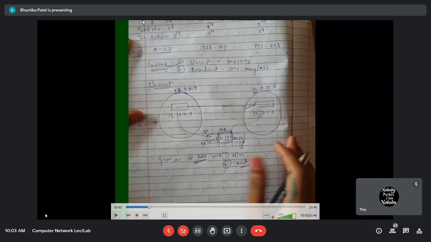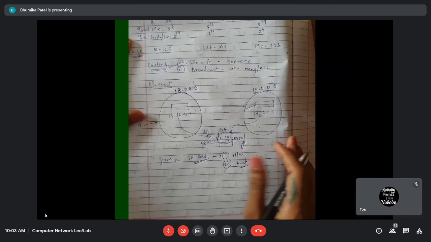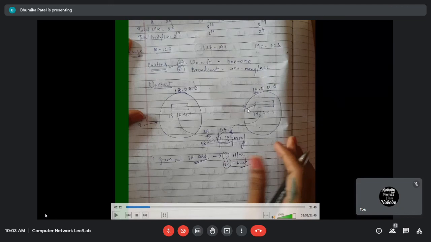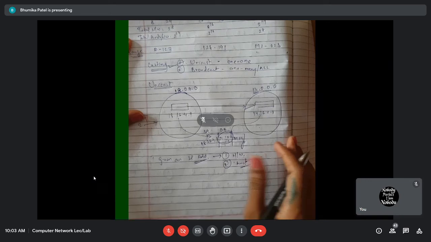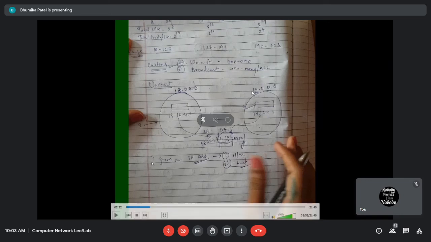As you can see, class A will have 2 raised to 8 networks, class B 2 raised to 16 networks, and class C 2 raised to 24 networks. Out of these many networks, we have to identify the particular network where our destination host is residing. So first it has to identify the network, and for that every network is given a unique identifier. On the sender side this network has some IP address, and on the receiver side the particular network has its IP address.